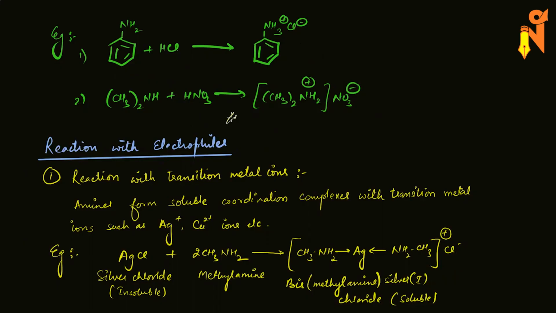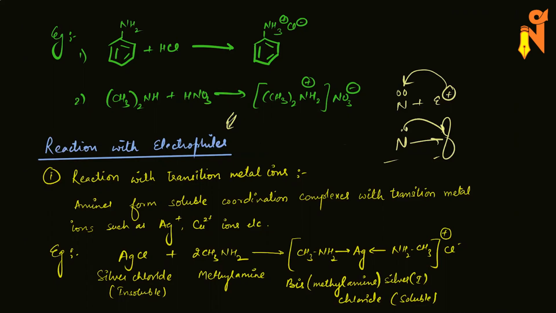Next is reaction with electrophiles. Electrophile means any positively charged species. How will your amine react with it? Amine has a lone pair, and an electrophile is a positively charged species, so they get attracted. Any electrophile will have an empty orbital, and nitrogen will give its pair of electrons, and when this process happens, a coordinate bond formation takes place. So whenever amines react with electrophiles, coordinate bond formation takes place.